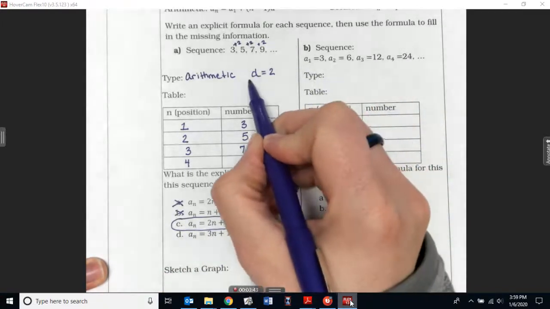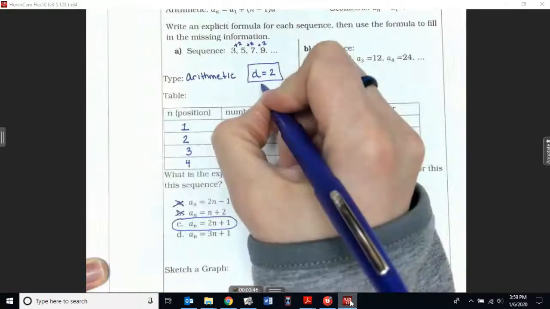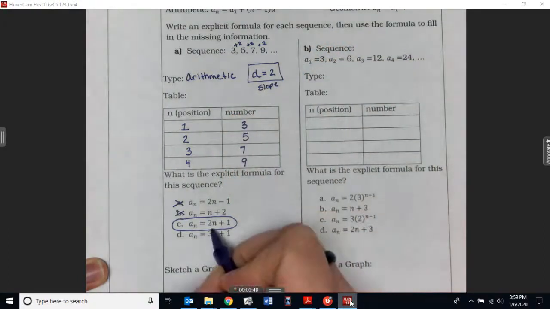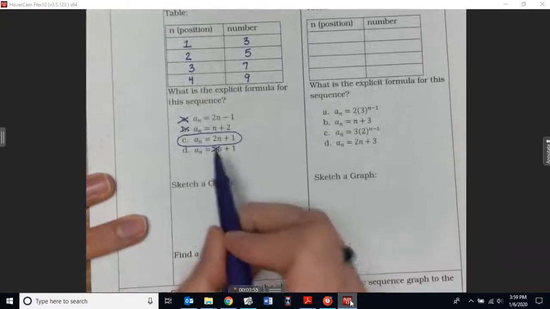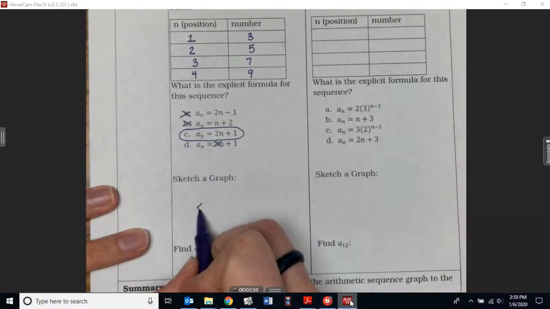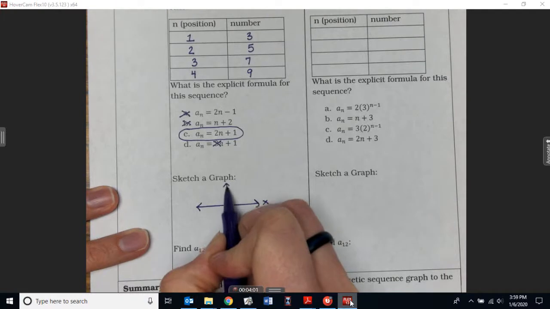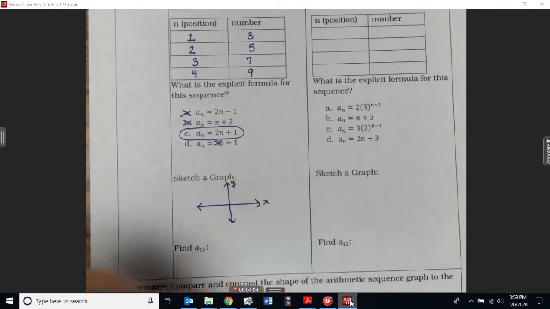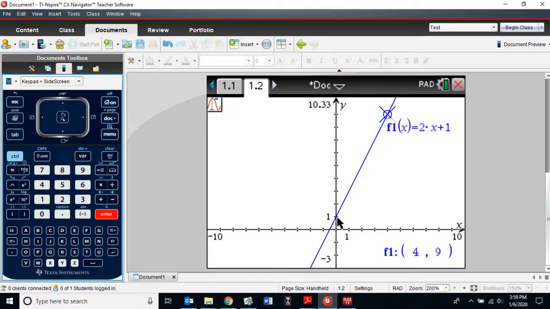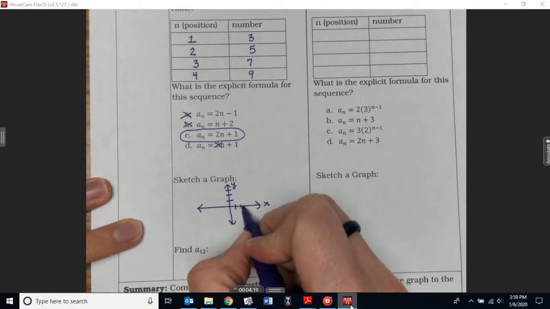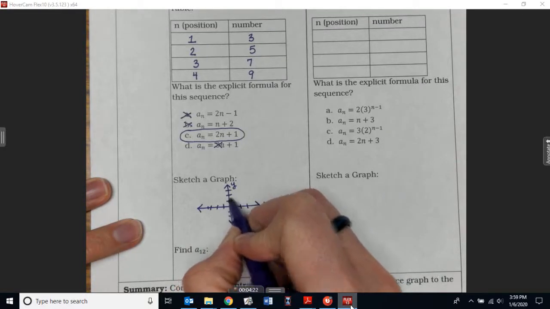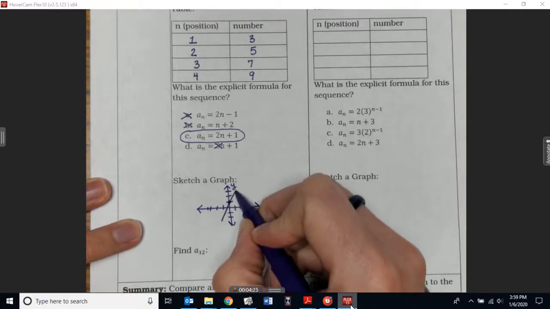If you're paying attention though, this part, your common difference, is kind of like your slope. And so my slope had to be 2, which means this one won't work anyway. So now I know which equation it is. If I sketch a graph, I'm just drawing my x and my y-axis. And if I go back to my graph, I can see that on the graph, my y-intercept is 1. And so it needs to cross here at 1, and it's just a line going up.